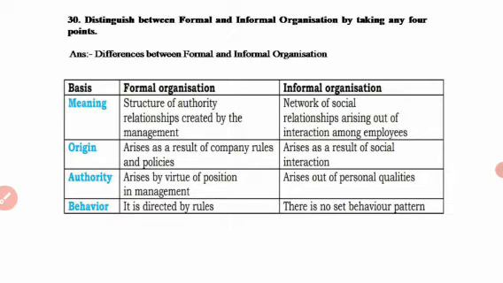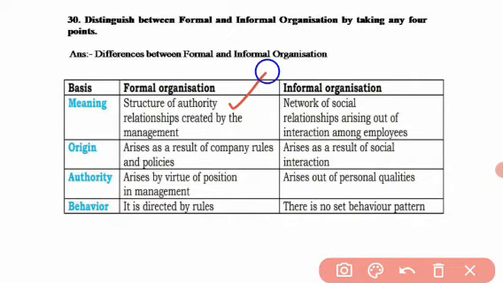So first one, that is meaning. On the basis of meaning, the formal organization is a structure of authority relationships created by the management. Informal organization is a network of social relationships arising out of interaction among employees. The first difference is formal organization is based on the structure of authority which is created by the management, whereas informal organization is a social network of relationships arising from interaction among the employees.